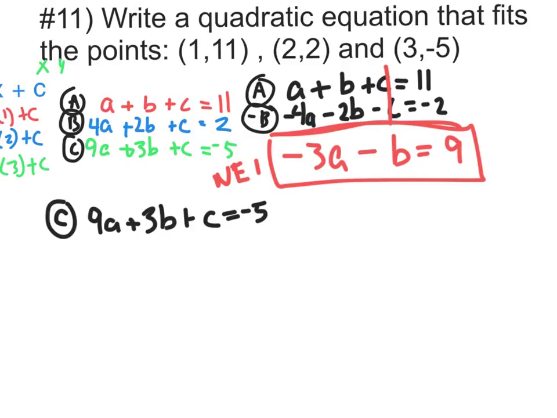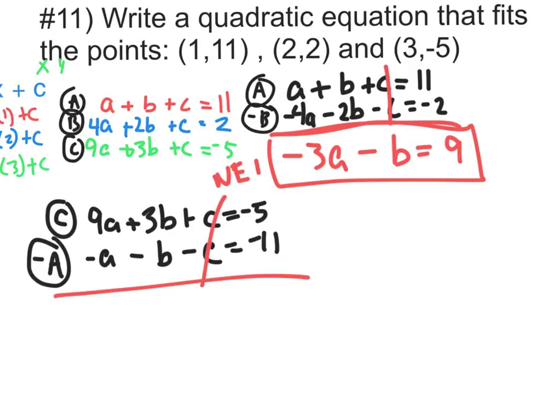And I also need to pick another one and get the same variable to cancel. So I'm going to pick A, but I'm going to change the sign of A. I want to multiply the A equation by negative 1. That way I could get the c's to cancel also. So instead of A, I want to have minus A. Instead of plus B, I have minus B. Minus C equals, instead of 11, minus 11. So there's my two equations that I'm going to combine and cancel.